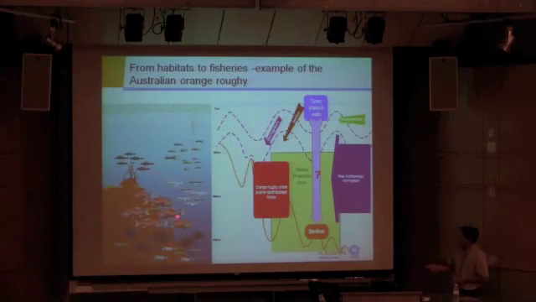So that's the orange roughy there behind, for those who are colourblind. And some of the other species that are associated with them are not. The next theme I'll talk about is the food web that goes towards them.